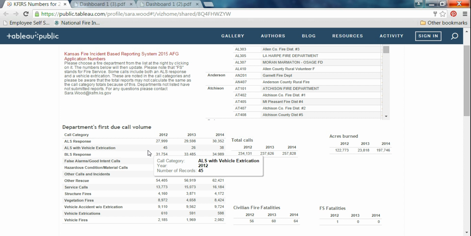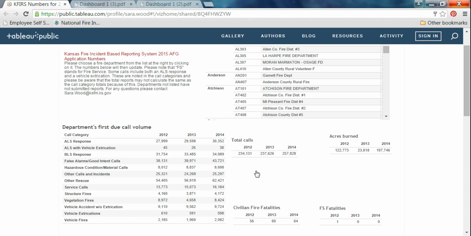And for the few fire departments that this affects, I didn't want to assume how you want to handle it. So you get to choose. You get to choose whether you want to put these few reports in extrication, ALS, or whether you want to put it in both. If you put it in both, your totals are going to be a little off, but from what I'm told, that's okay with them.